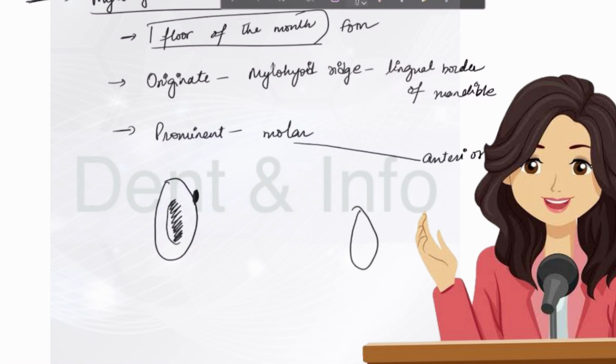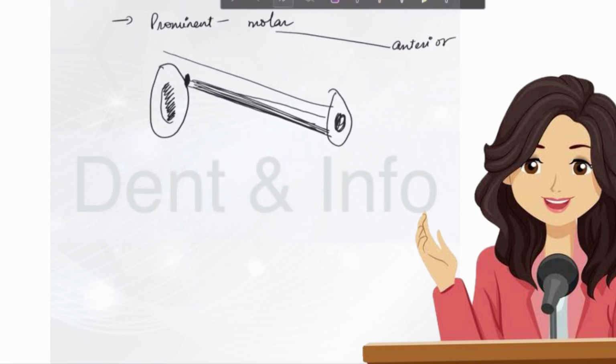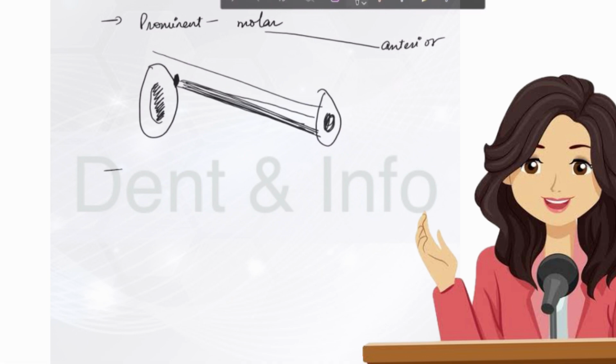But when we go to the anterior portion, it goes slightly downwards like this. So that is how the muscle attachment of your mylohyoid muscle is. It mainly governs your floor of the mouth. Muscles are present in the mylohyoid region, and they go to the hyoid bone.